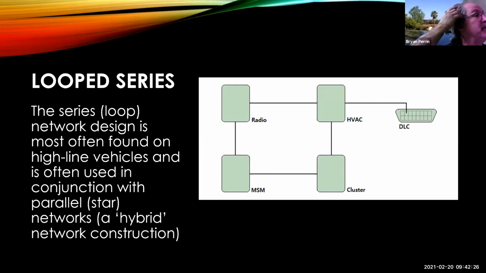Here is a looped series. So here I have from the DLC to the HVAC, and from the HVAC, we go to the cluster, memory seat, radio. So if the wire broke between the memory seat module and the cluster, I'd still be able to talk to everybody, but I'd have a network code, most likely set by either the cluster or the memory seat module or both. Because they're basically identifying that that wire's not working, so they're setting a code, but yet I can still talk to everybody because they're able to communicate back through the radio and the HVAC.